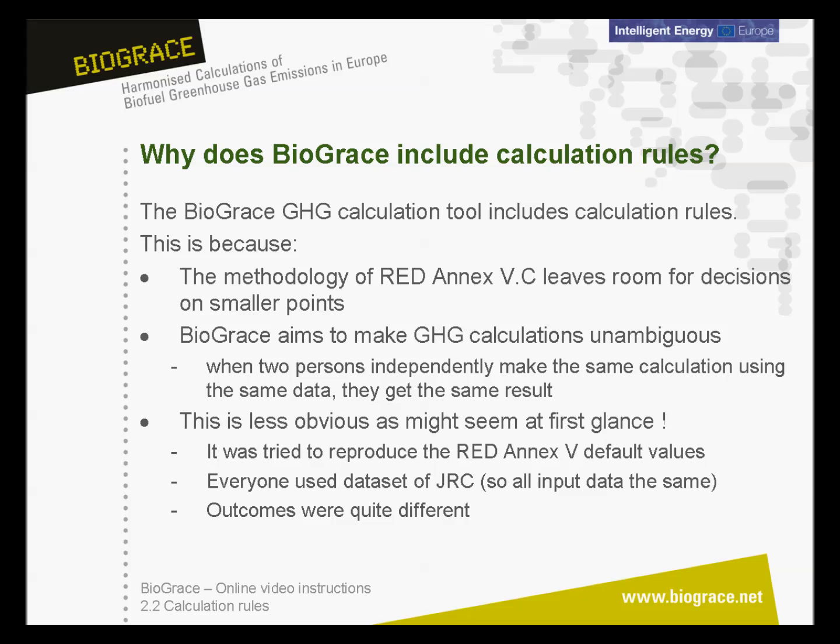When the draft of the RED was published in January 2008, quite some persons tried to understand how the default values were calculated. They all used a set of input data that was published by DRC. However, no one succeeded to reproduce the RED default values. They all got different results. This had two causes. They used different conversion factors and they made different choices on some details. BioGrace decided to harmonize the calculations, causing that different people will get the same result.